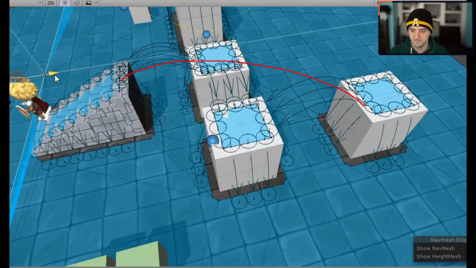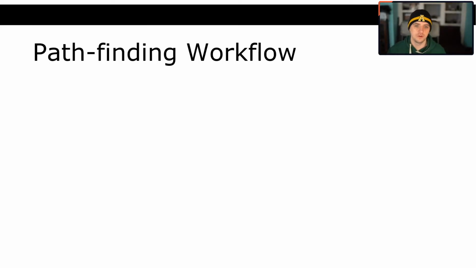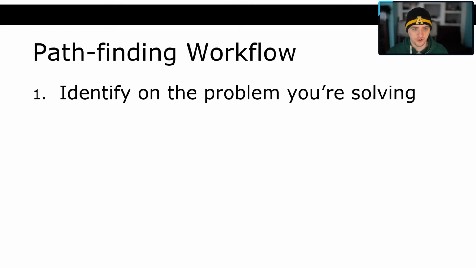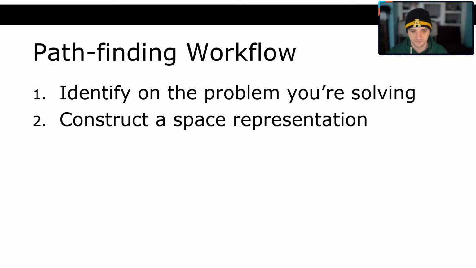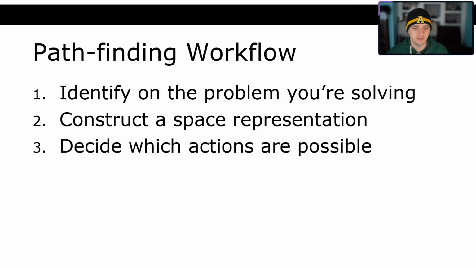Okie doke. So what is the pathfinding workflow? We've talked a bit about this so far. First, we need to identify the problem that we're solving, right? We need to know whether we're trying to minimize the distance, make a more realistic path, save fuel, or minimize damage. We have to identify the problem and the cost function associated with that problem. Next, we have to construct a space representation, whether that's a grid, a graph, or a navigation mesh. We have to decide which actions are possible within that space representation.